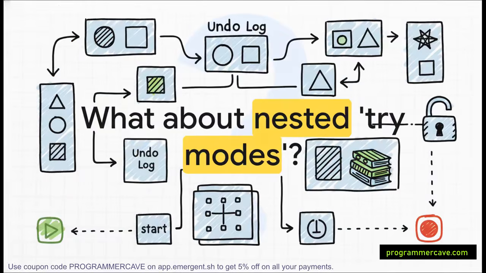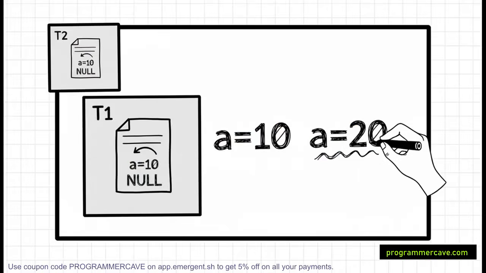Okay, that makes sense for one level, but real-world scenarios are often way more complex. You might need to start a try mode inside another try mode. So let's visualize how these nested transactions actually work. Okay, imagine we're working on a whiteboard. First, we begin a transaction. Let's call it T1. And we write A equals 10. Then, inside that same session, we begin another nested transaction, T2, and we update A to 20. Right now, the current state on the whiteboard is A equals 20.